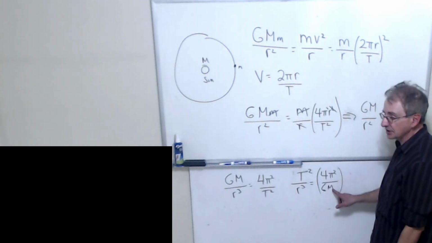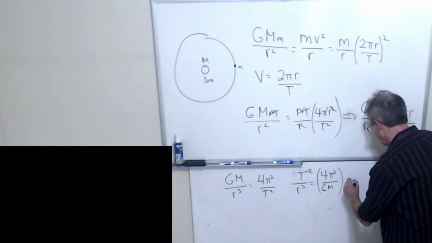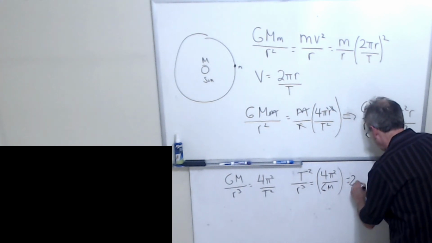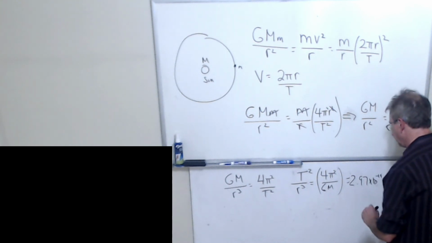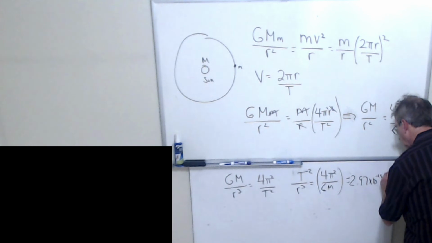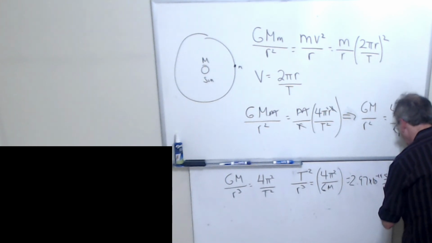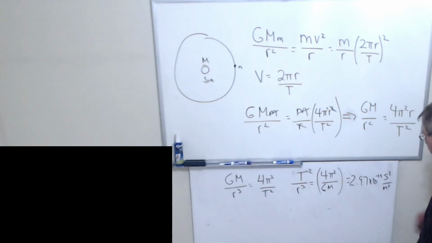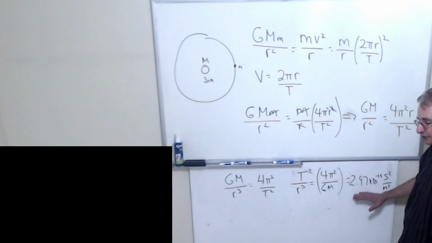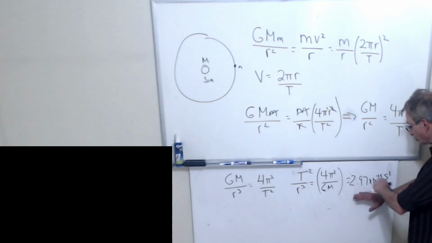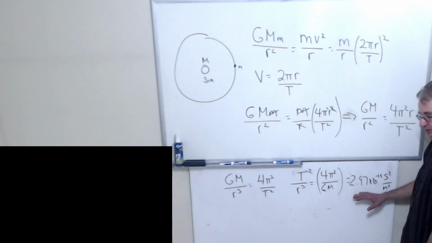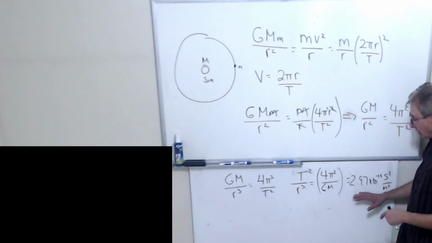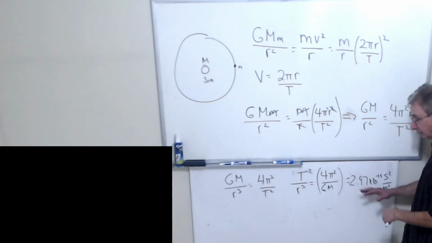If this is the mass of the sun, then this number turns out to be 2.97 times 10 to the minus 19 seconds squared per meters cubed. This numerical value is only valid for something orbiting the sun. If you have a satellite orbiting the Earth, then you'd have to put the mass of the Earth here to get a different value.